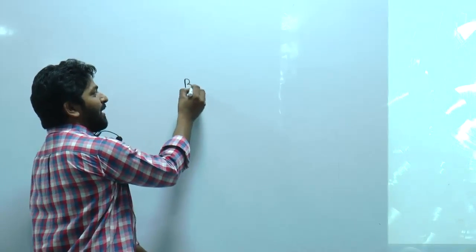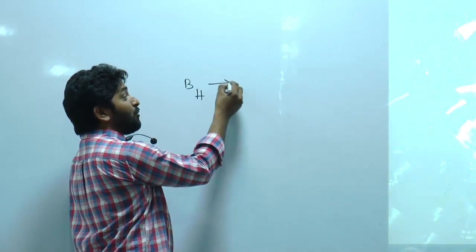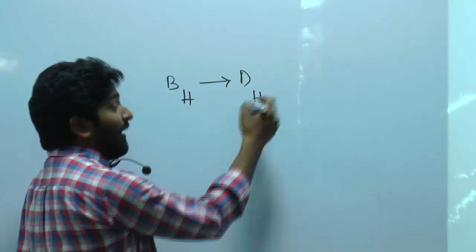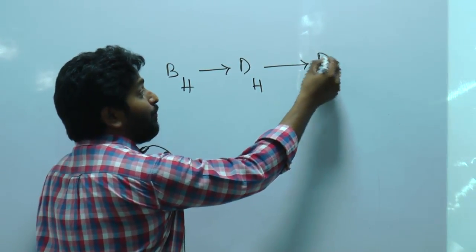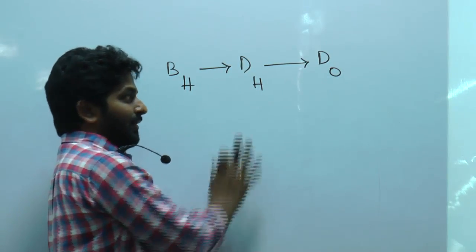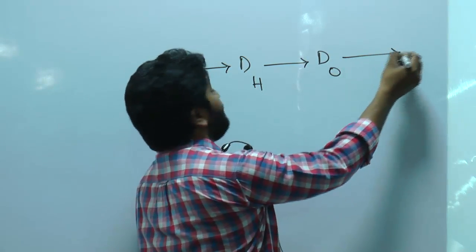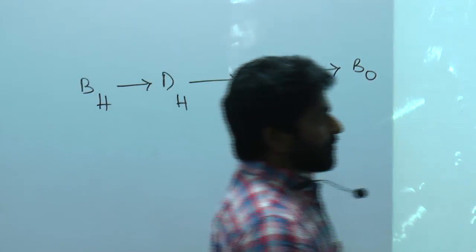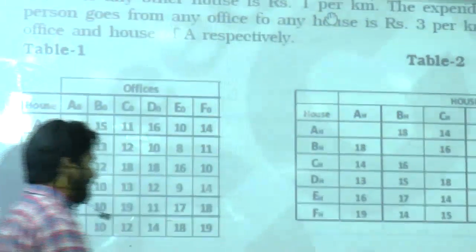Drops him at his office and reaches his own office. What is the total cost incurred? Now B traveled from his house to D's house, picks up D here, and then he went to D office, and then from D office to B office. Let me first calculate the distance. B house to D house, how much? 15 kilometers.